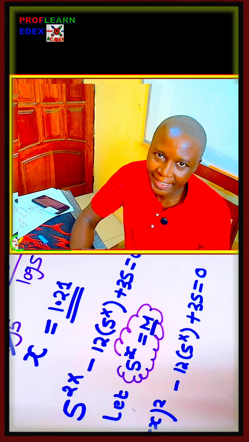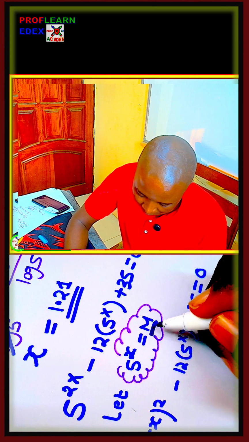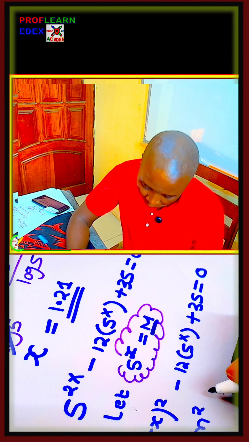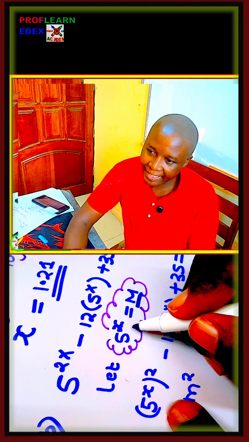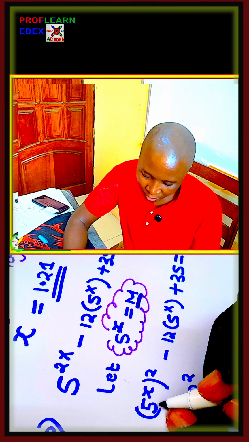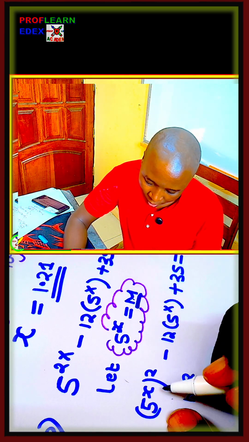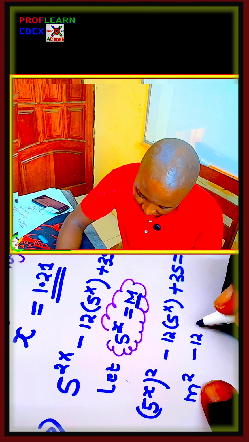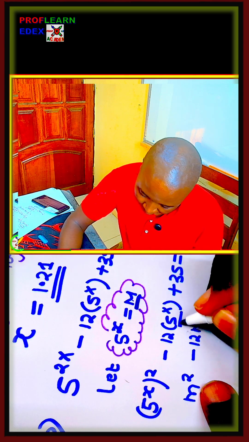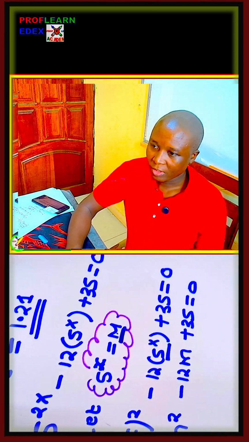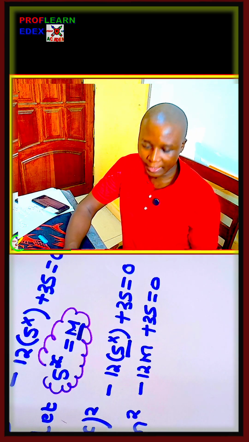So in that way, we can now substitute. You need to listen carefully: this is going to be m raised to power 2, because we said let 5 raised to power x be m, minus 12m, because 5 power x is m, plus 35 equals 0. So you'll have this quadratic equation.